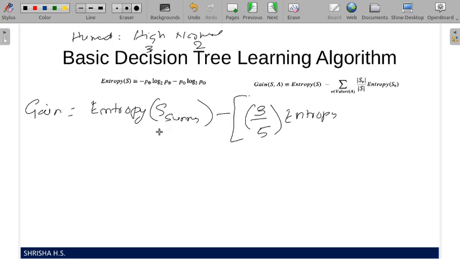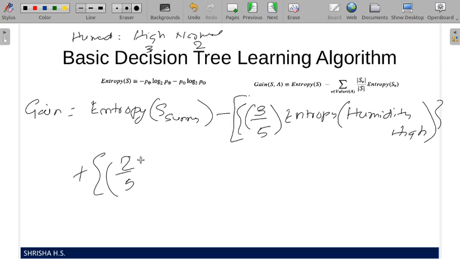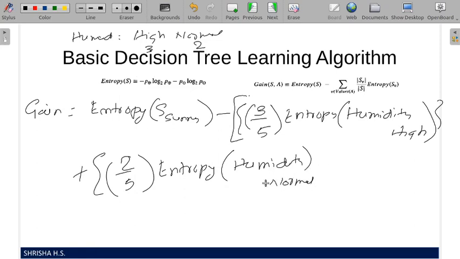So the gain is the entropy minus 3 by 5 multiplied by the entropy of humidity where we have the value high, plus 2 by 5 multiplied by the entropy of humidity where we have normal. So we calculate that one.